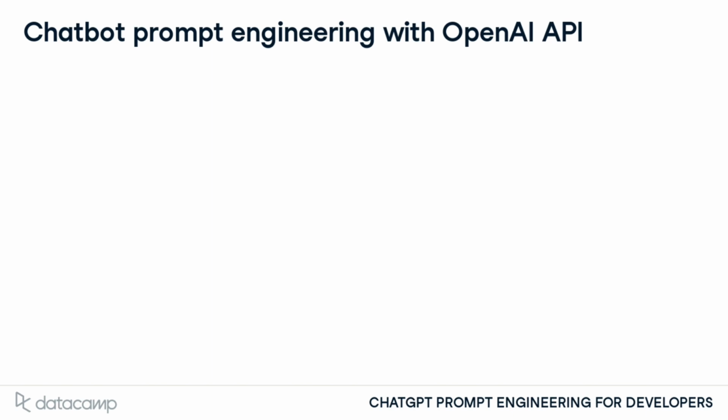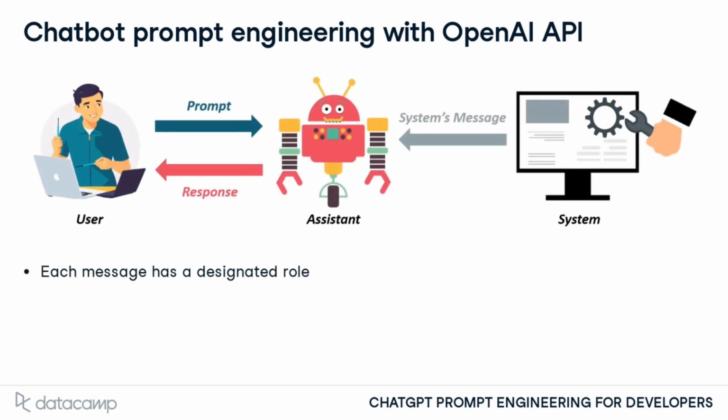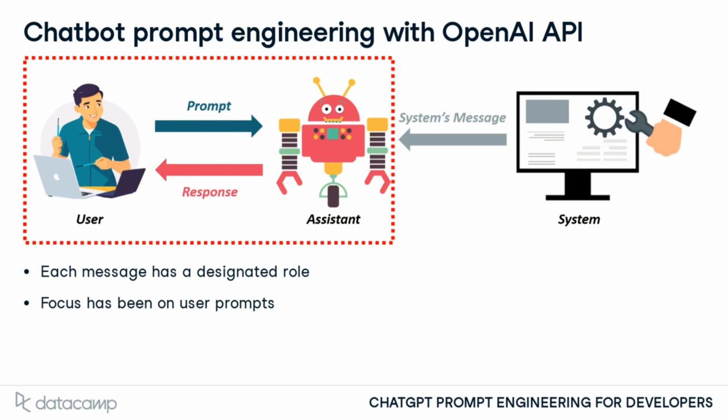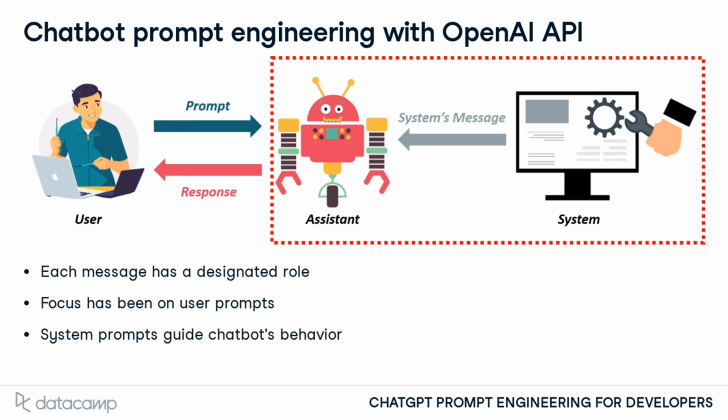How do we achieve this using the OpenAI API? Recall that every message we send has a designated role. Until now, we've only examined user messages due to the emphasis on user prompts. We will focus on system messages to build a chatbot since these guide the model behavior when answering users.